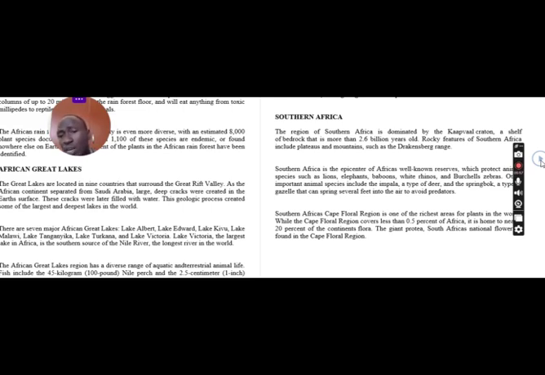Then you have South Africa. When you look at South Africa, this one is dominated by the beautiful cape around the shore, the South African Cape. They are saying that more than 2.6 billion years ago, rocky features of South Africa included the plateau. Talk about mountains.